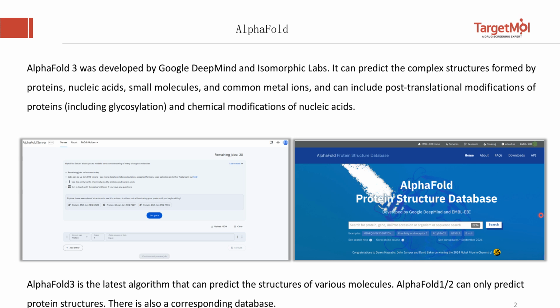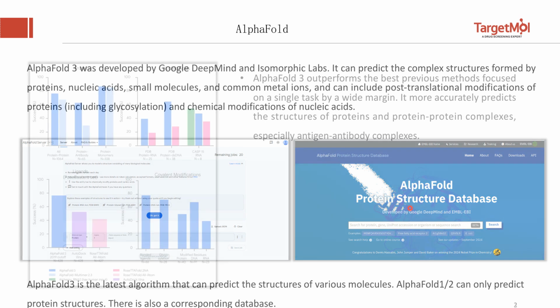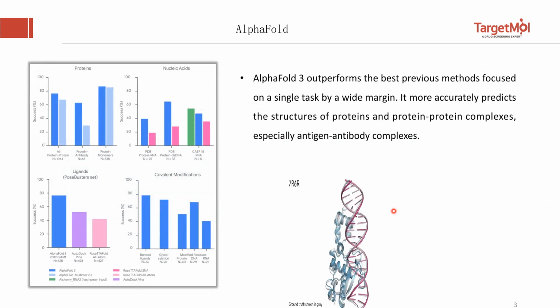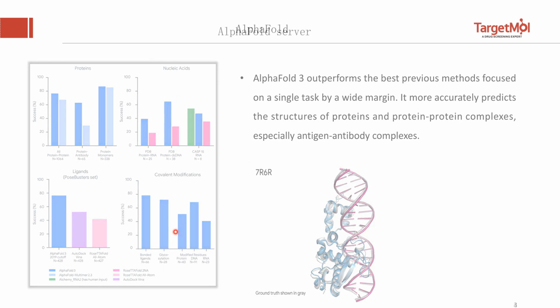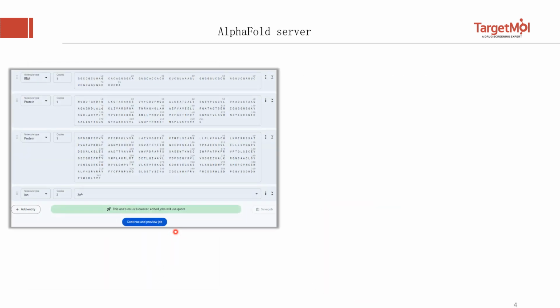AlphaFold 1/2 can only predict protein structures. There is also a corresponding database. AlphaFold 3 outperforms the best previous methods focused on a single task by a wide margin. It more accurately predicts the structures of proteins and protein-protein complexes, especially antigen-antibody complexes.